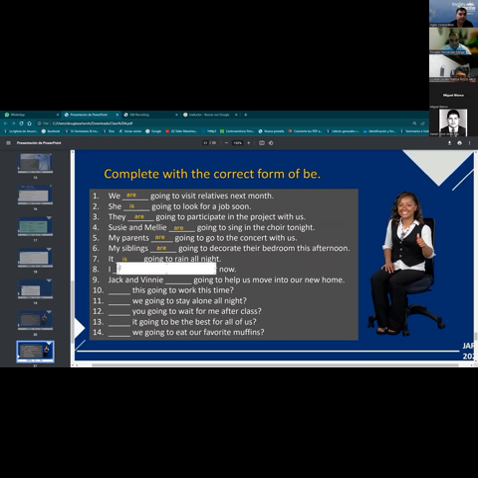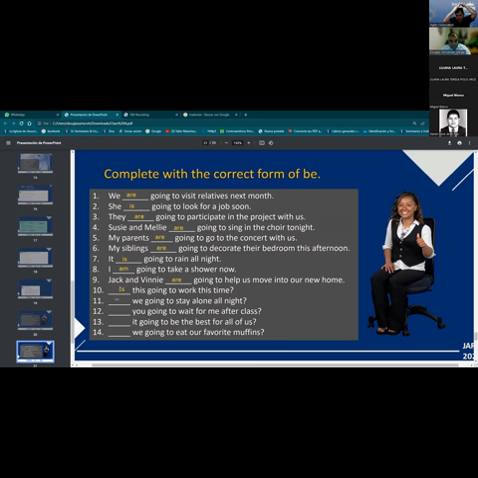Okay, so. Jack and Vinny are going. It is going to work this time. Is this going to work? It's only we are completing only with the forms of is, am, or are. Yes. Is this going to work?